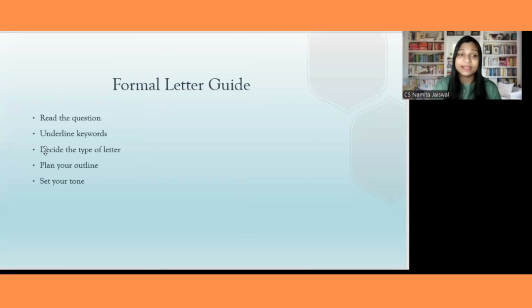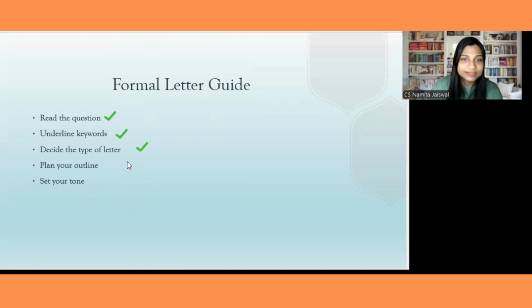To write a formal letter effectively, start by carefully reading the question. After you have read the question, the next thing you have to do is underline the key terms to understand the purpose. That is keywords, important words. Now this will help you to determine the appropriate letter type. Is it an inquiry letter asking for information, or is it a complaint letter? So what is it? That is going to help you with deciding on the type of the letter.